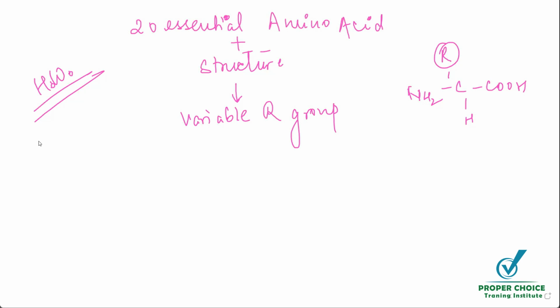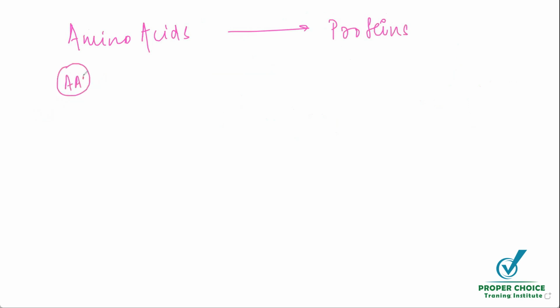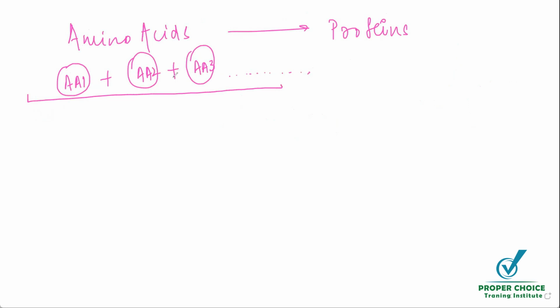Okay, now the next topic is how different amino acids make up the proteins. Means this is one amino acid, AA1. It will combine with AA2. It will combine with AA3. AA means amino acids, and this will continue, and this whole chain, what do we call this whole chain? We call this whole chain as proteins. Okay, or we call this as polypeptide chain.